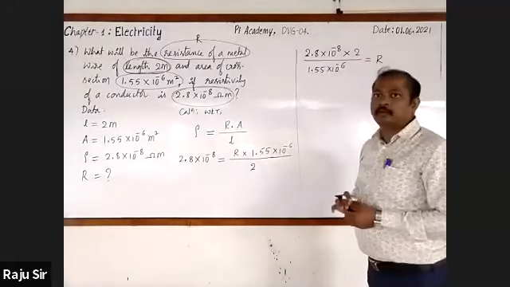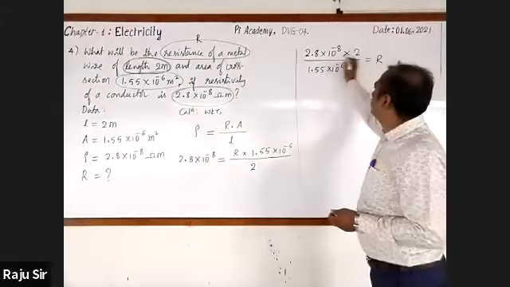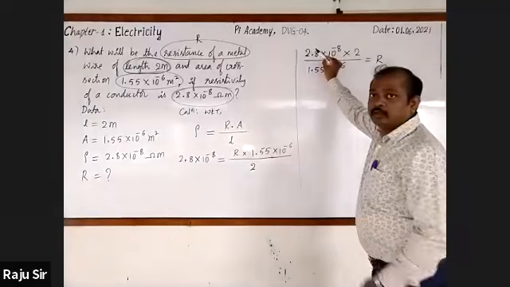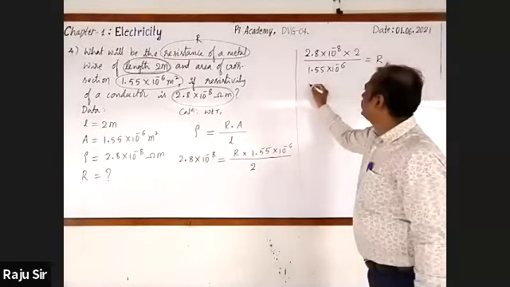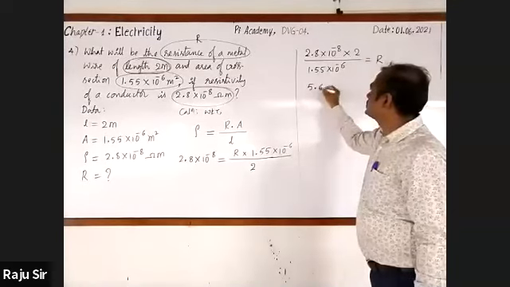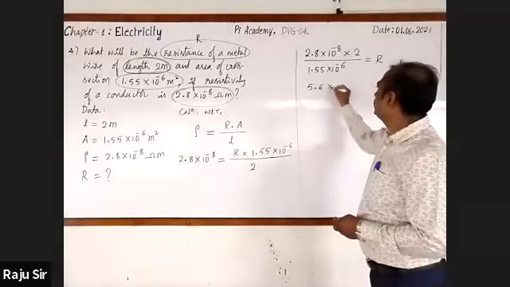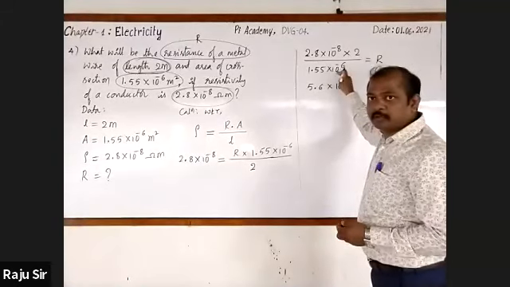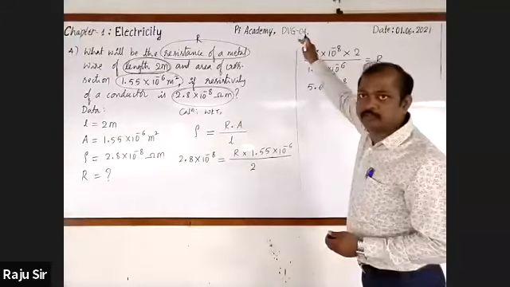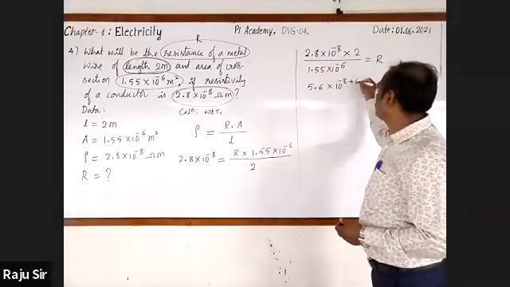Let's multiply only the digits 2.8 and 2. It is 5.6 into 10 raised to the power minus 8. Take 10 raised to the power minus 6 to the numerator. It becomes 10 raised to the power plus 6.